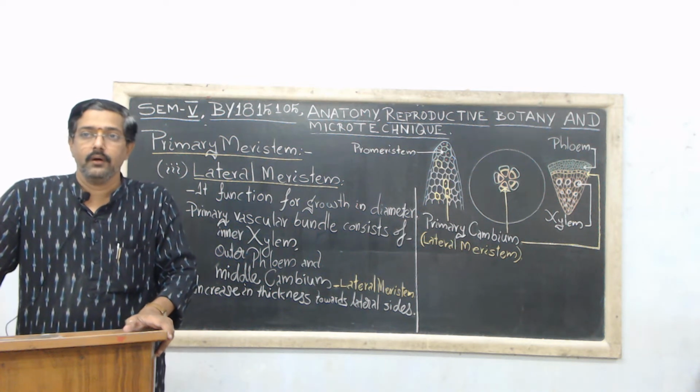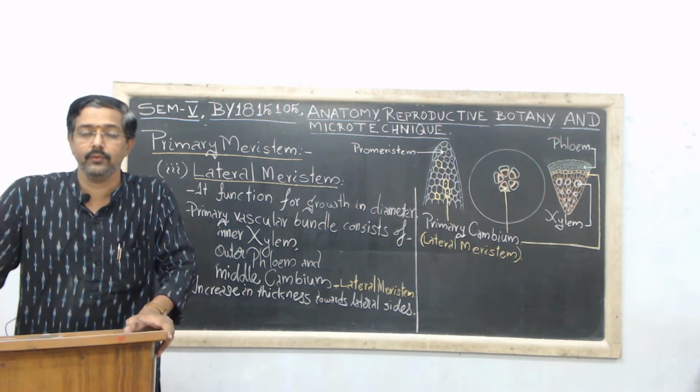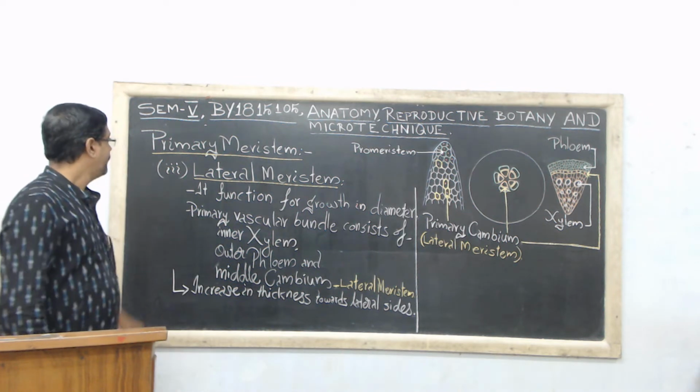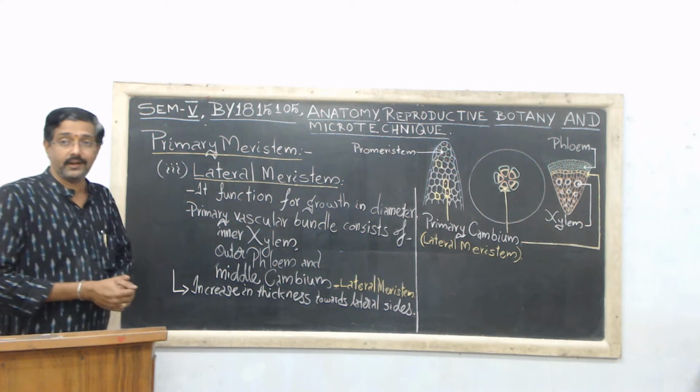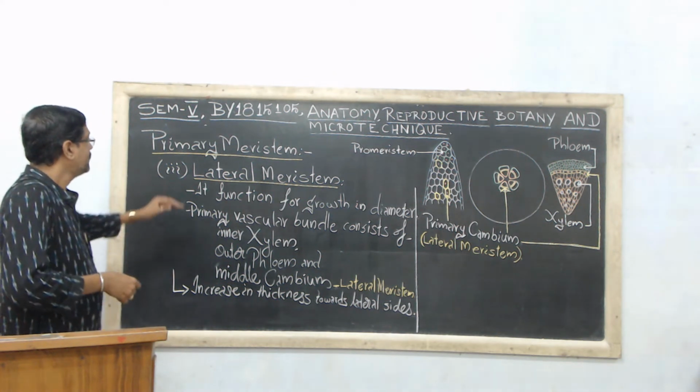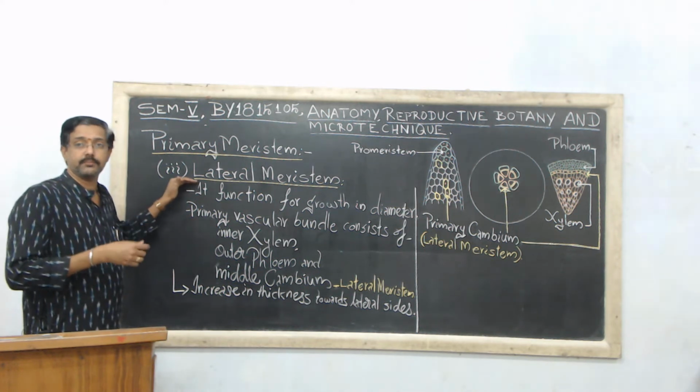Okay, we can continue the last session to this. Here, the third derivative of the primary meristem is called lateral meristem.